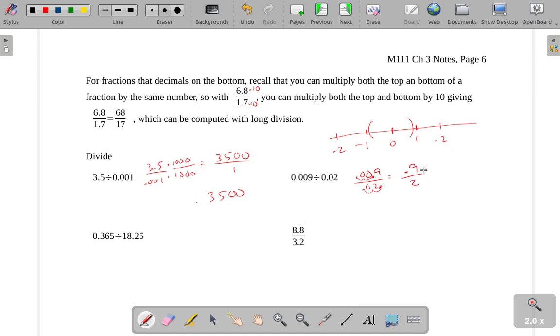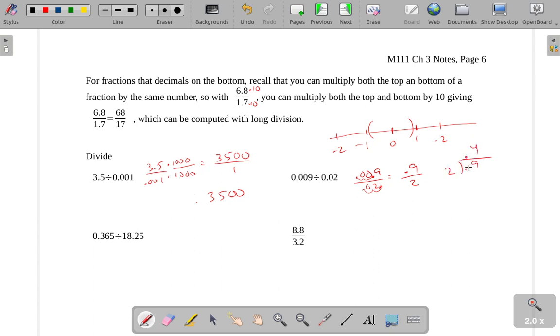At this point, I mean, if I wanted, I could move it over another place. There's nothing saying I have to stop at 2 places. I could go 9 over 20, but in any case, this is far enough because now I can actually use long division. 0.9 divided by 2.